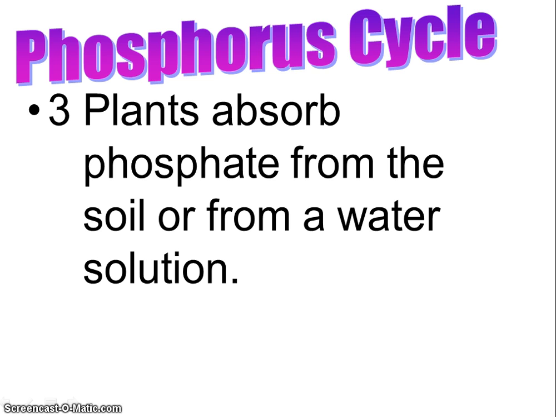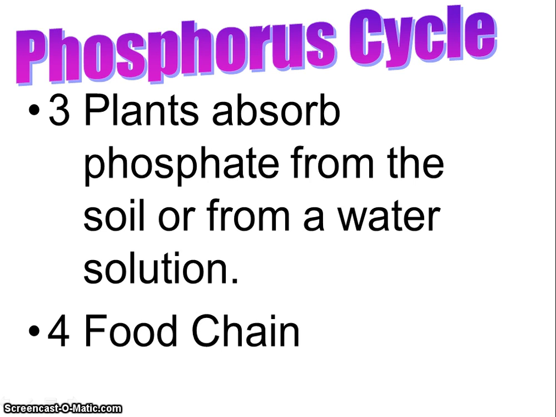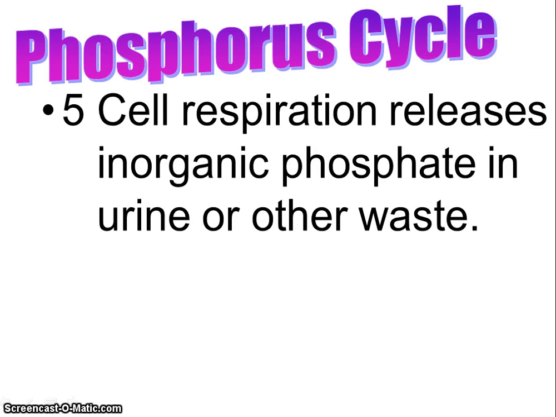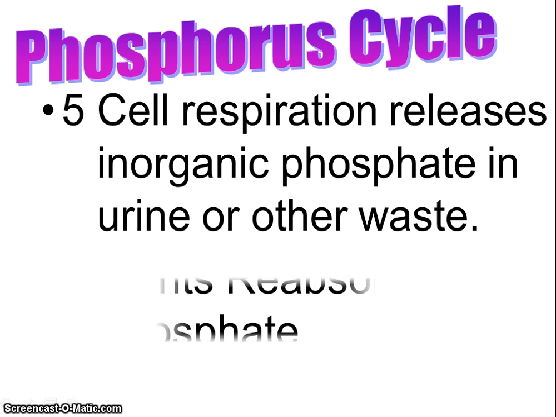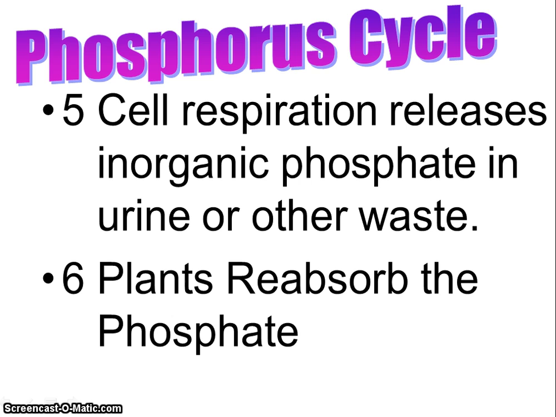When it is bonded into the organic compounds by the plant, we call it organic phosphate. So this moves through the food chain. Organic phosphate is transferred from producers to the rest of the ecosystem. Then it is released as inorganic phosphate in the urine or other waste, and it can be reabsorbed by the plants to start another cycle.